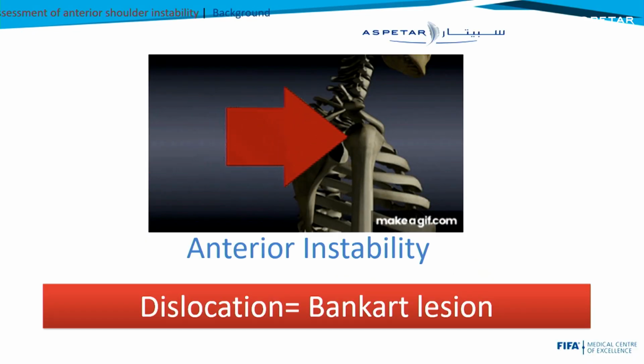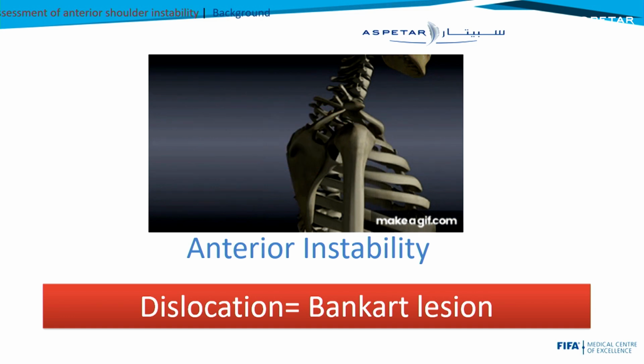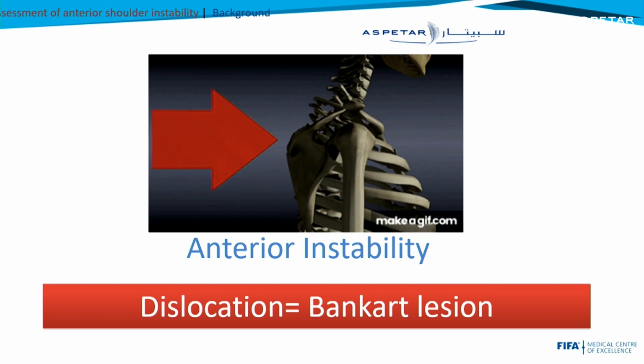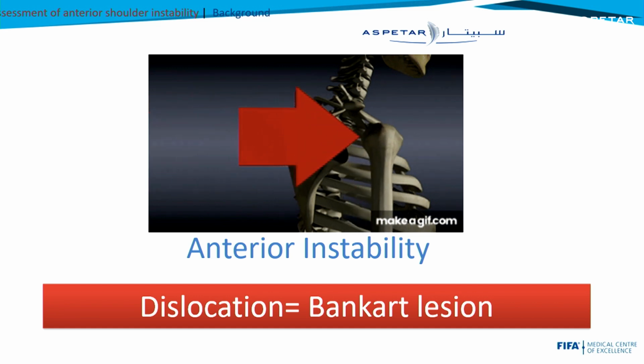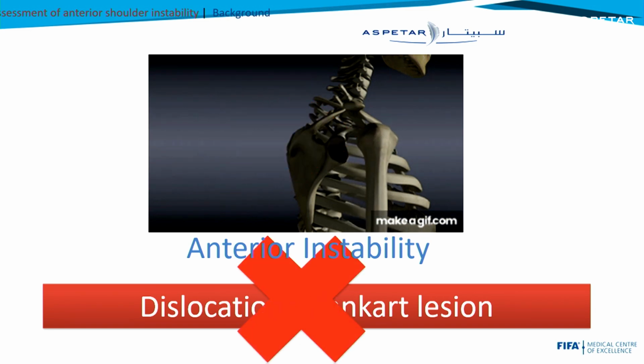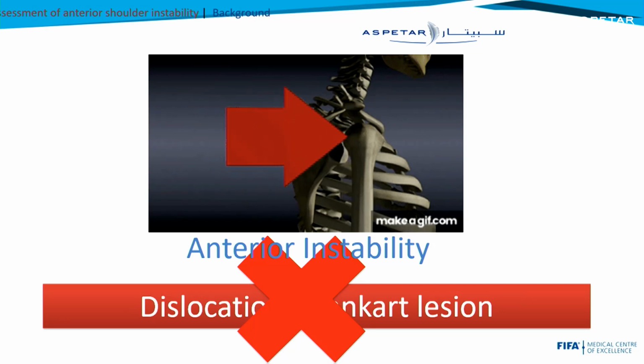So if you have an anterior dislocation, it means a Bankart lesion, because we all say as surgeons he has a Bankart, she has a Bankart lesion. Do you think this is a synonym? No. All dislocations are not Bankart lesions. If we say all dislocations are Bankart lesions, it means that we don't know anything else. Bankart is just a lesion which affects the glenoid part.